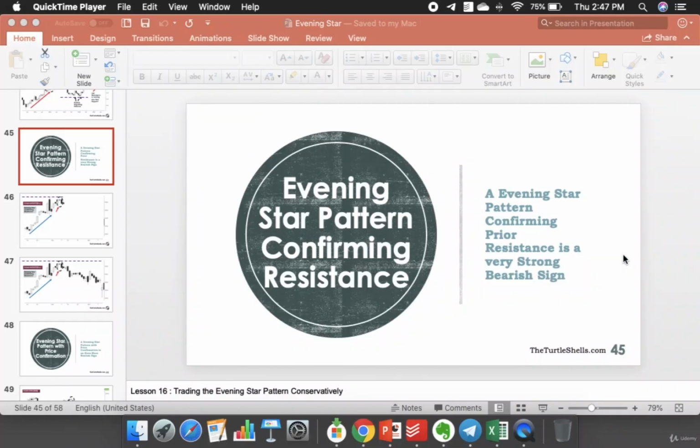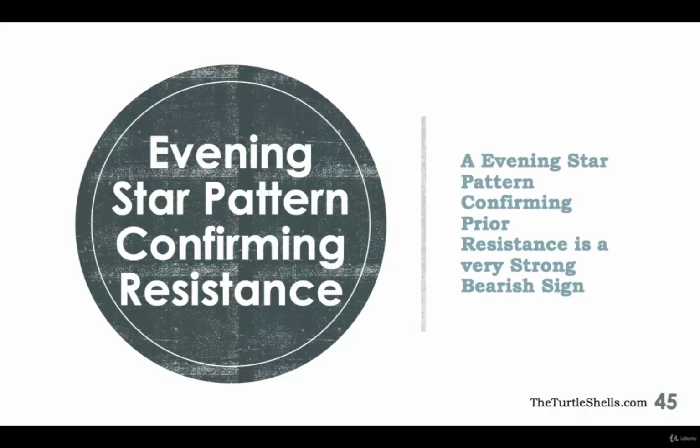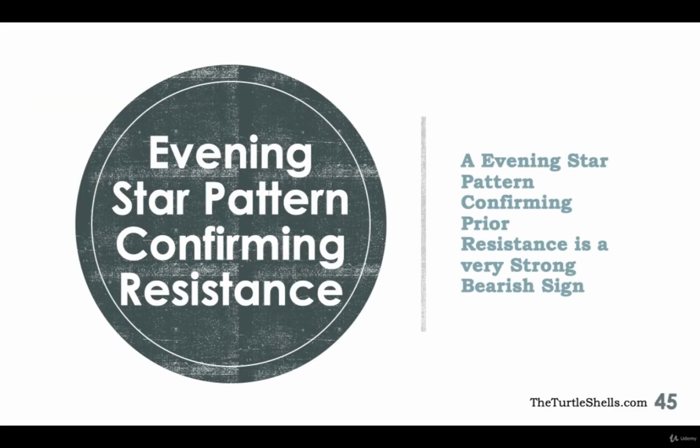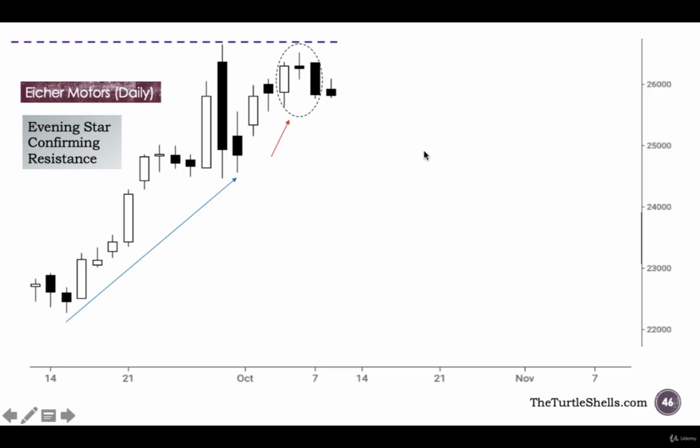Alright, now let us have a look at a conservative trade, my style of a trade. So, evening star pattern confirming prior resistance. That is what I like. The evening star pattern confirming prior resistance is a very strong bearish sign. So we know what has happened at that price previously on that chart. That is why I would prefer an evening star pattern confirming a prior resistance.